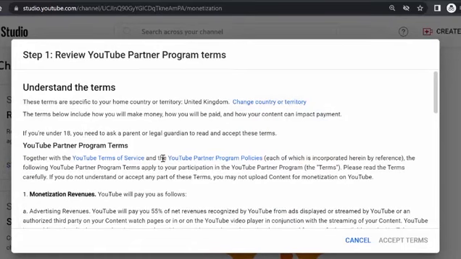And I've got to read all this. Okay, let's go ahead. Understand the terms. These terms are specific to your home country or territory, and I'm in the United Kingdom. And there's a blue tab here that you could change if your territory or country is not correct. The terms below include how you will make money, how you will be paid, yippee, and how your content can impact payments.